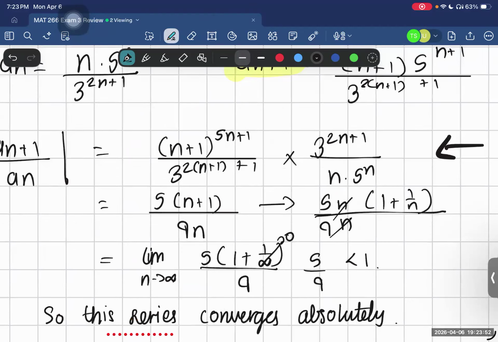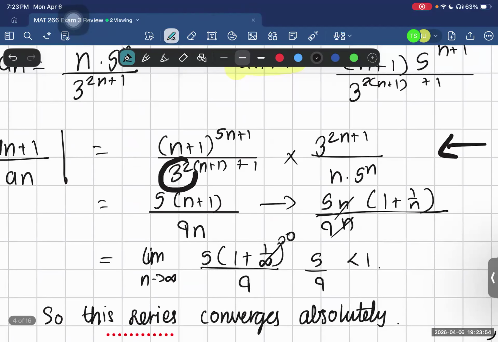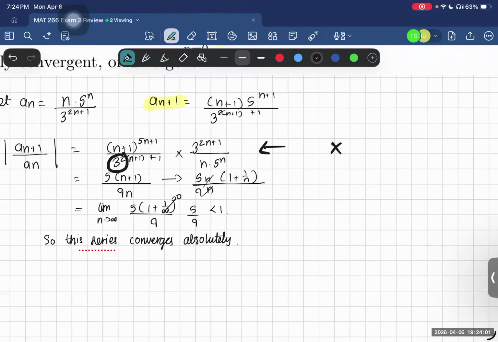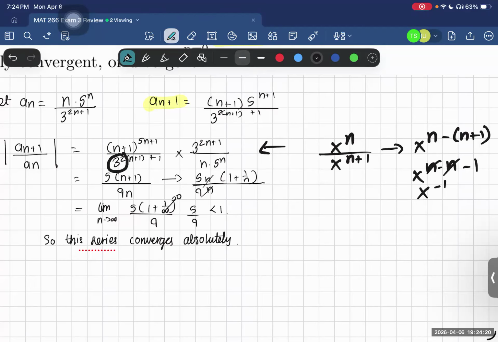Basically here, if you see, there's a 3 squared term. That's why. For example, for exponents, if you have x raised to n divided by x raised to n plus 1, this just gets converted into x raised to n minus (n plus 1). So we will have x raised to n minus n minus 1, which becomes x raised to negative 1. I know it's not the same exact thing that's happening here, but it follows the same logic.